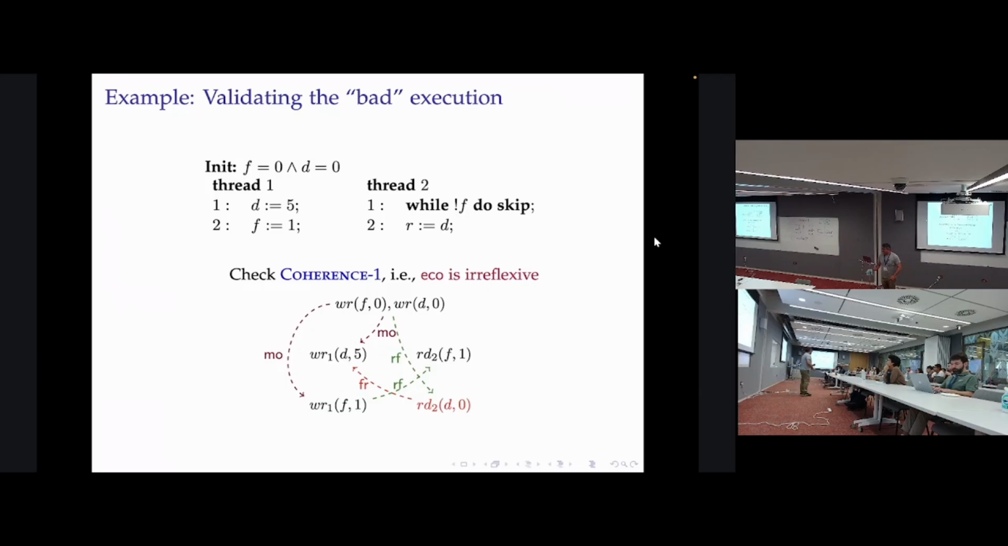Then you look at coherence 1, and this is what the picture looks like there. I'm only keeping the relations that I need, and it's pretty easy to see that that's acyclic as well. And then finally, I add this HB as well as the extended coherence relation, and that's also acyclic.